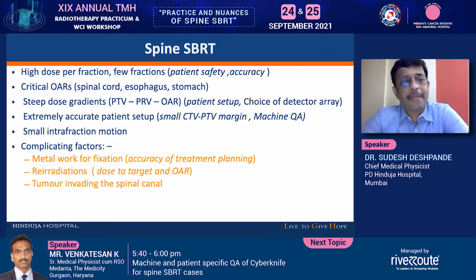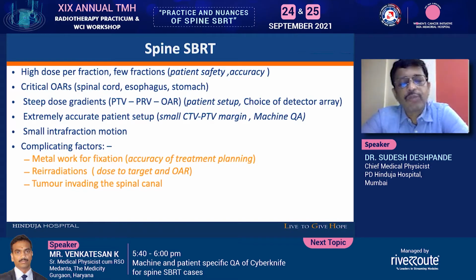Spine SBRT. In spine SBRT, we have a high dose per fraction and a very small number of fractions, so patient safety and accuracy are very important. We have critical structures, that is spinal cord, esophagus and stomach. We have a steep dose gradient from the PTV to the PRV to the OAR. Whenever we have a steep dose gradient, patient setup is important, as well as the choice of detector to measure such a steep dose gradient. We need an extremely accurate patient setup because we have small CTV to PTV margins.